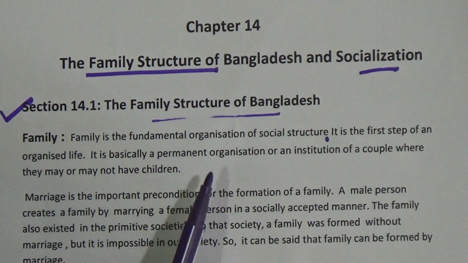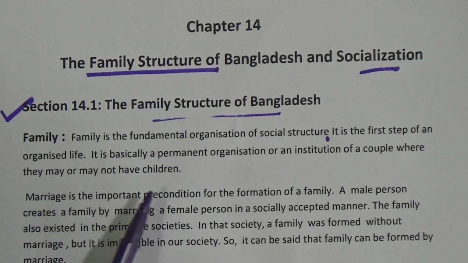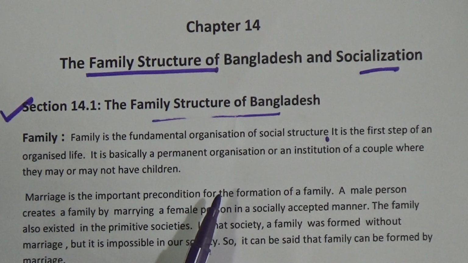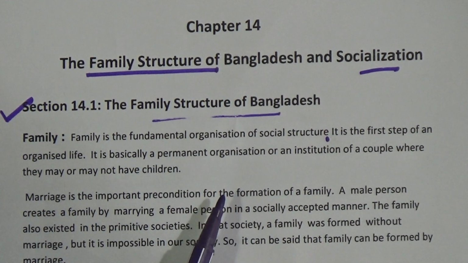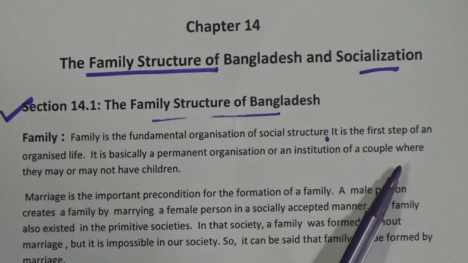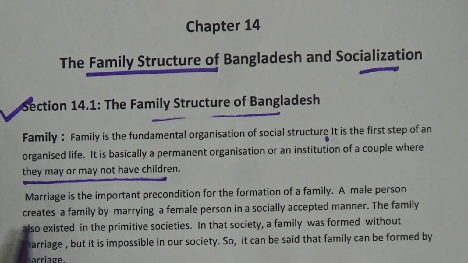It is basically a permanent organization or an institution of a couple, where they may or may not have children. That means it is a permanent organization, which may be called an institution, part of society, where a couple, a husband and a wife, live, and in their family, that means in their group, they may or may not have children. That means it is not mandatory to have children to form a family.